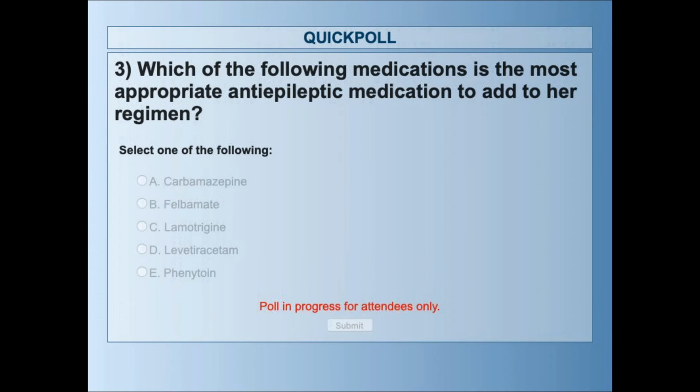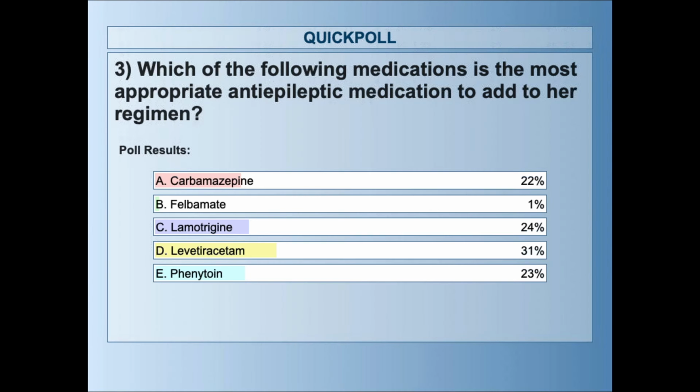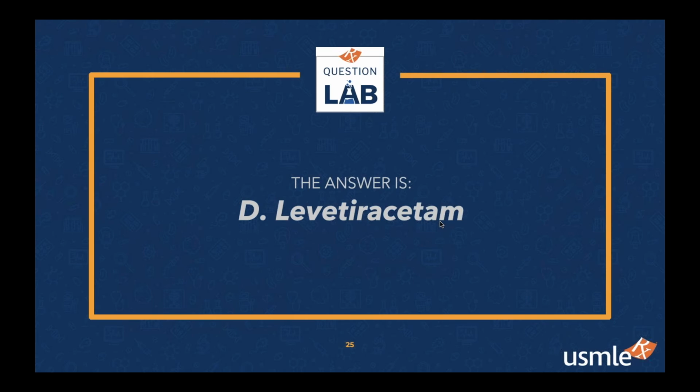All right, let's take a look and see what you selected. 31% of you selected answer choice D. And then second and third place are pretty much tied. So we've got 24% of you selecting lamotrigine, 23 at phenytoin, and 22 at carbamazepine. So let's take a look and see what the correct answer is. And the correct answer is indeed D, and 31% of you got it right. Let me hand it off to Paris.